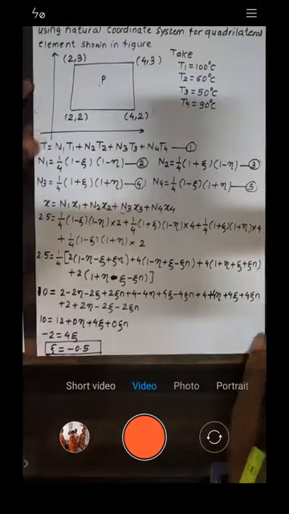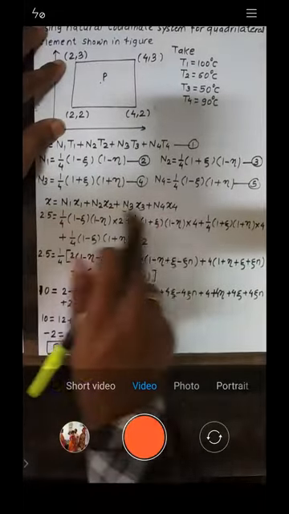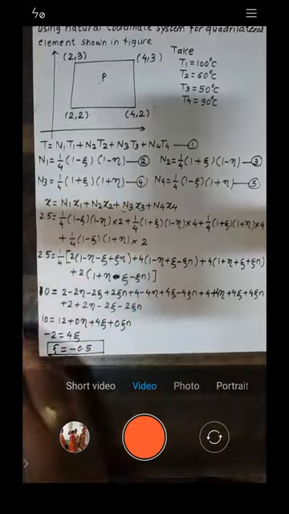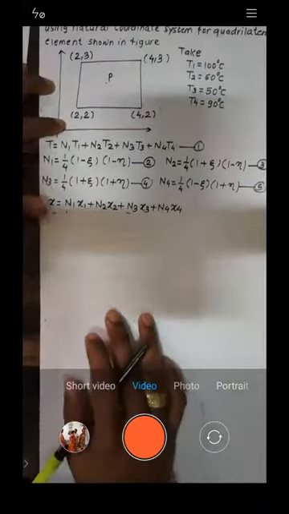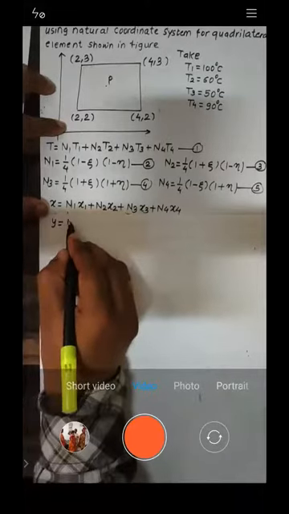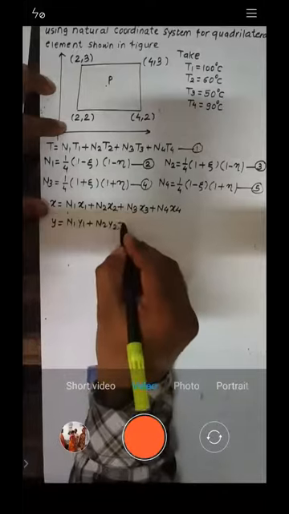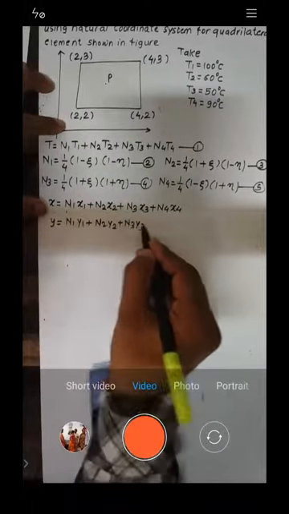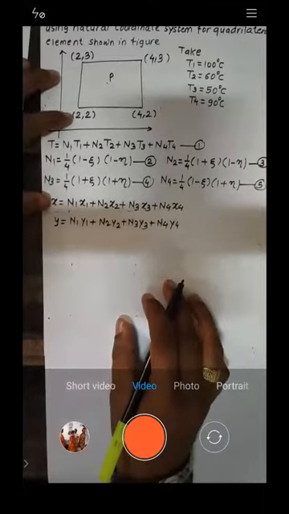This is the value of zeta. What value of zeta we got? Minus 0.5. How did you get the value of zeta? By using the x coordinate, right? A similar exercise we need to repeat for getting the y coordinate. So I will write down y is equal to n1 y1 plus n2 y2 plus n3 y3 plus n4 y4, because I need to get again the y coordinate.